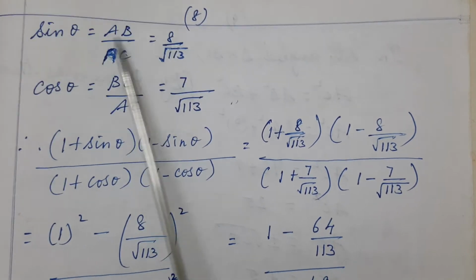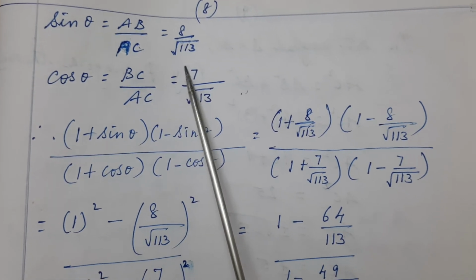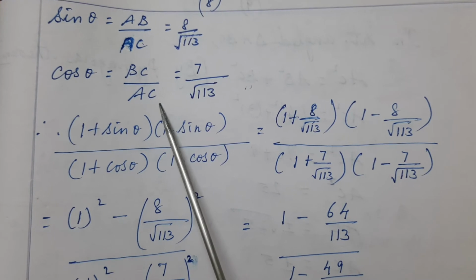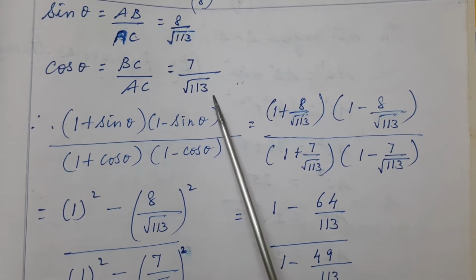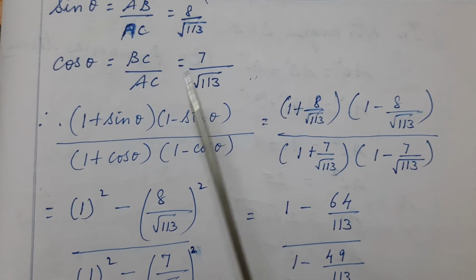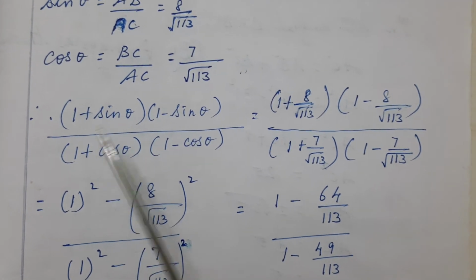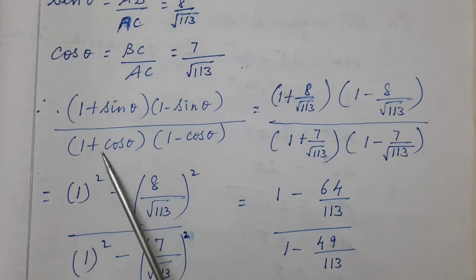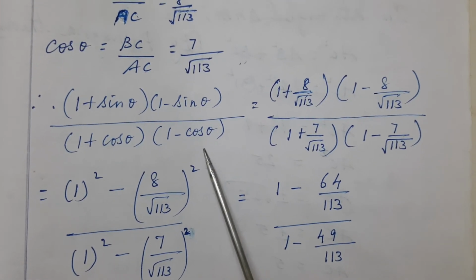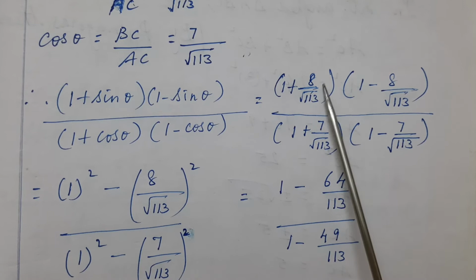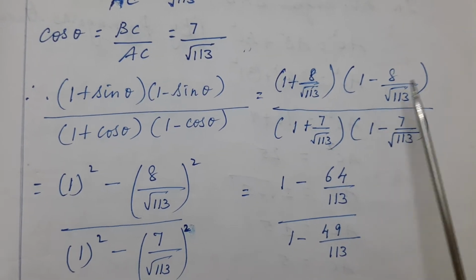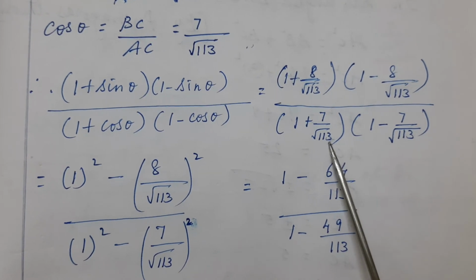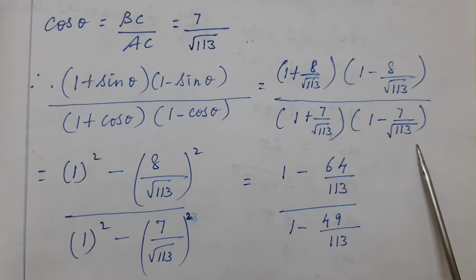Now sin theta is equal to opposite by hypotenuse, 8 by root of 113. Cos theta is equal to BC by AC, adjacent side by hypotenuse, 7 by root 113. So we are just substituting the values here. Now substitute all these values in the question. (1 plus sin theta)(1 minus sin theta) by (1 plus cos theta)(1 minus cos theta). So the value is (1 plus 8 by root 113)(1 minus 8 by root 113) by (1 plus 7 by root 113)(1 minus 7 by root 113).